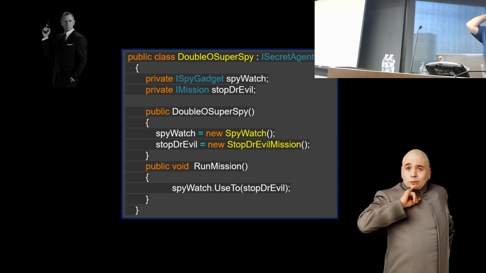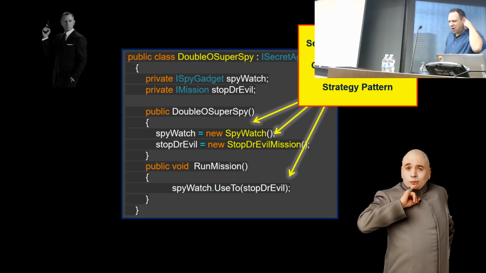All right, so we start breaking these things up, and so now we have a spy watch, implements iSpy gadget. I've got a mission I'm pulling in, and then notice here I'm kind of newing these things up. So I'm starting to do what? I'm starting to separate my concerns into the spaces that they need to know about.